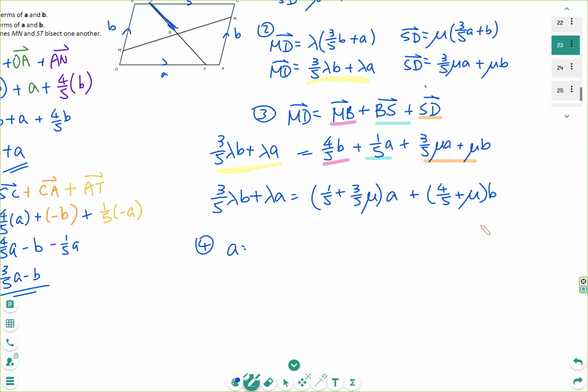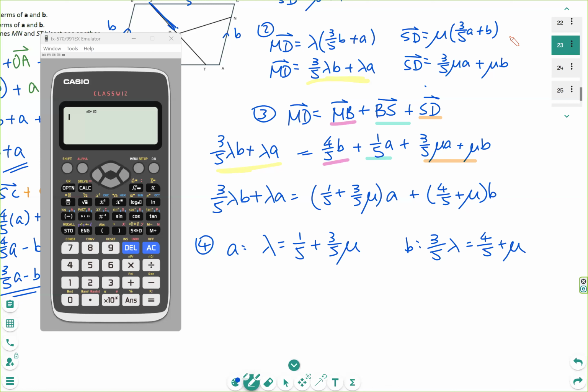For A, on the left hand side, I've got lambda. On the right hand side, I've got 1/5 plus 3/5 mu. For B, I can do 3/5 of lambda equals 4/5 plus mu. Now, this simultaneous equation looks complicated, but it is a linear simultaneous equation. You can actually use a calculator to solve it for you. Let me show you.